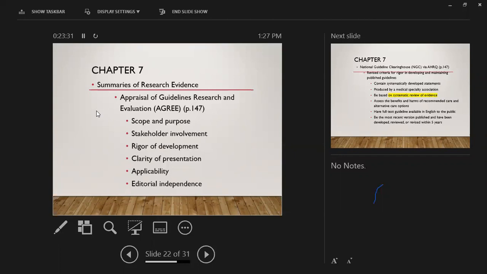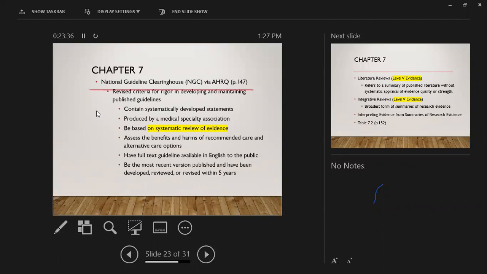Okay. I think your book talks about the National Guideline Clearinghouse, okay? Agency for Healthcare Research and Quality, okay? I think they are producing really good guidelines, free to the public. Therefore, anybody can use it. UpToDate, I'm paying several hundred dollars per year, but this is available in English, and it is open to the public, therefore you can read it, okay, if you need it.